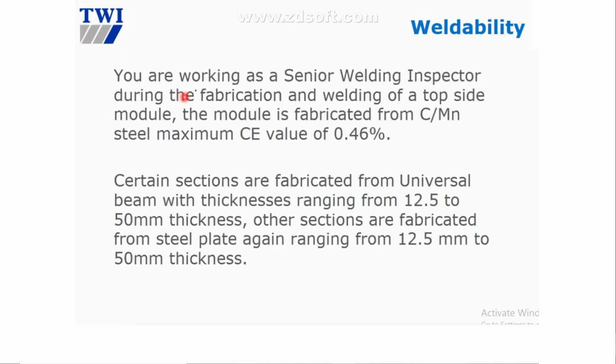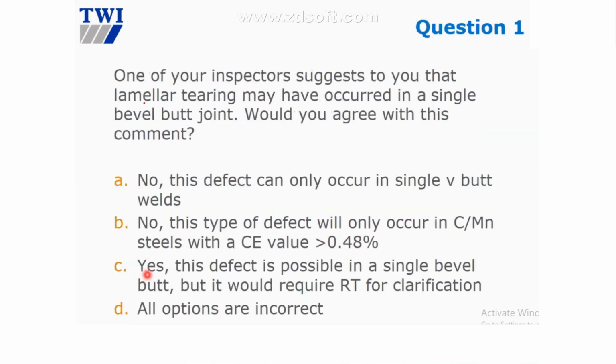Questions. You are working as a senior welding inspector during fabrication and welding of a topside module. The module is fabricated from carbon manganese and the carbon equivalent is 0.46. Yeah? It's quite a high percentage of carbon equivalent. Certain sections are fabricated from universal beam with thickness ranging from 12.5 to 50 millimeter. And again, the plate is also the same thickness. All right, look at question 1.